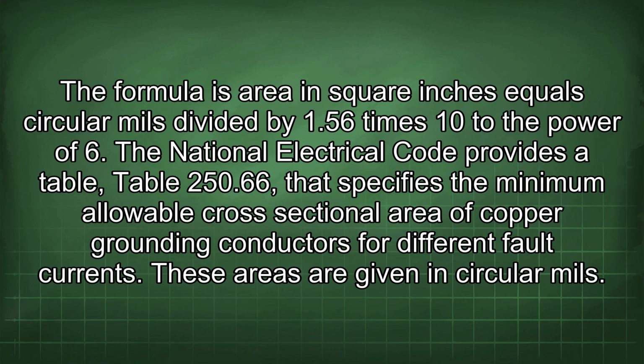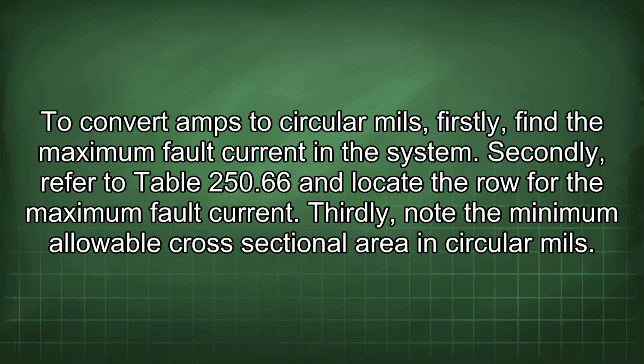The National Electrical Code provides a table, 250.66, that specifies the minimum allowable cross-sectional area of copper grounding conductors for different fault currents. These areas are given in circular mils. To convert amps to circular mils, firstly, find the maximum fault current in the system. Secondly, refer to table 250.66 and locate the row for the maximum fault current. Thirdly, note the minimum allowable cross-sectional area in circular mils.